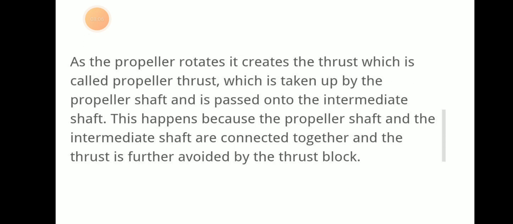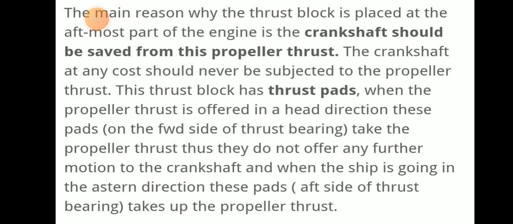When the propeller rotates it will create a thrust known as propeller thrust, which is taken by the propeller shaft and passed on to the intermediate shaft. This happens because the propeller shaft and intermediate shaft are connected together, and the thrust is further taken up by the thrust block.